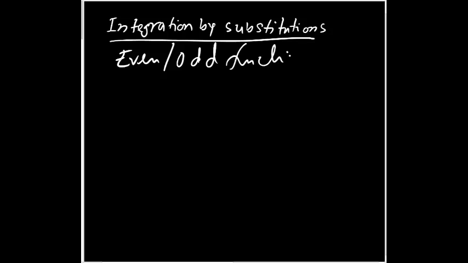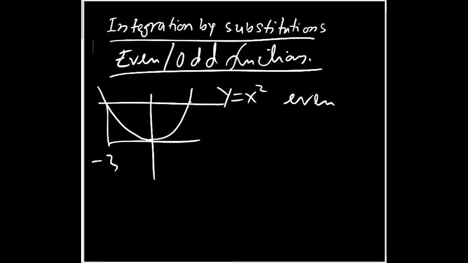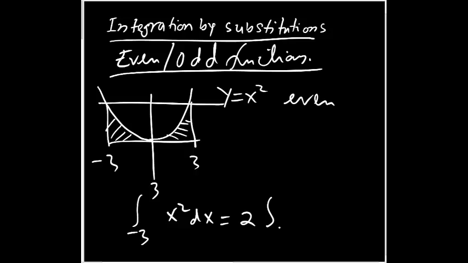Even odd functions. So some idea, you know, that if I have a function like this, so that y equals x squared here. This function is even, so it has y-axis symmetry, and you can see that when you take the integral from, say, -3 to +3, this integration, if I say -3 to +3 x squared dx, this one I can say 2 times 0 to 3 x squared dx.